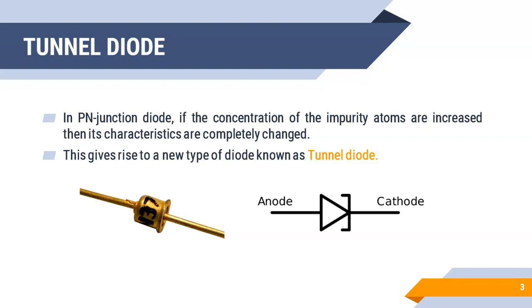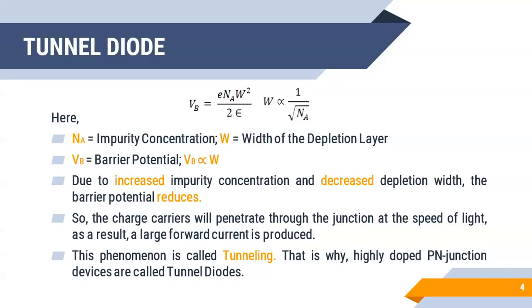Here we can see the symbol of the tunnel diode. Similar to a p-n junction diode, here also we have two terminals, one is the anode and the other is the cathode. Then this equation gives the relationship between barrier potential VB, impurity concentration Na, and width of the depletion layer W. From this equation we can understand that the barrier potential is directly proportional to the width of the depletion layer, and the depletion layer width is inversely proportional to impurity concentration. So if we increase the impurity concentration, the depletion layer width will get reduced. Similarly, the barrier potential also will be reduced.